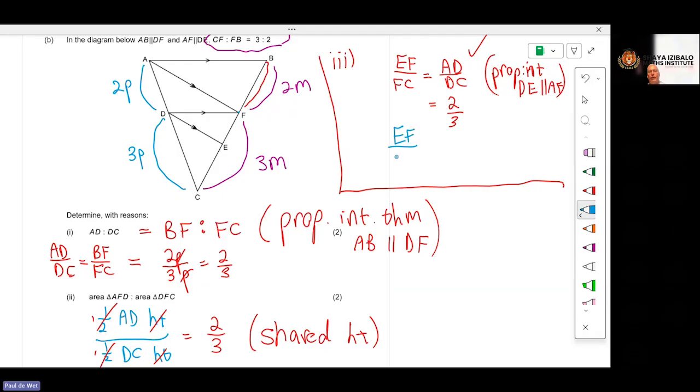EF divided by 2K equals 4L. Yes. 2L divided by 5L. Okay, I'm a little bit unsure. So you said EF to FC. So where's the 2K coming from?